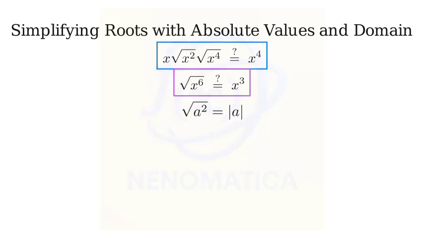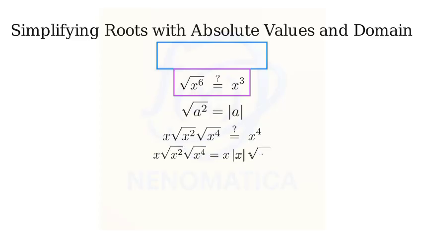Key rule number 1. The square root of a squared equals the absolute value of a. This is because the principal square root is always non-negative. Let us simplify the first expression step by step. Square root of x squared becomes absolute value of x.